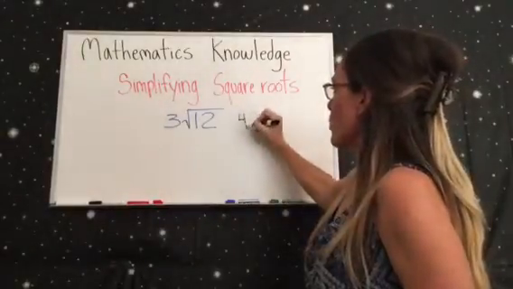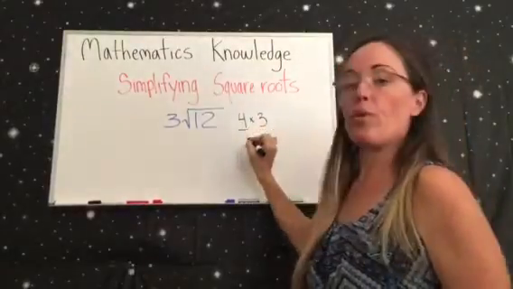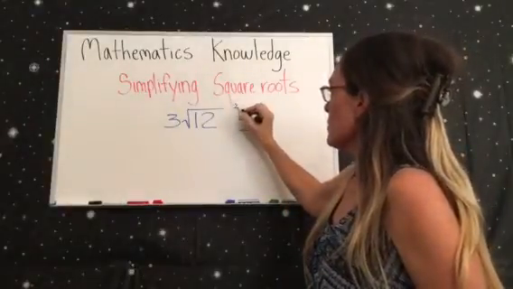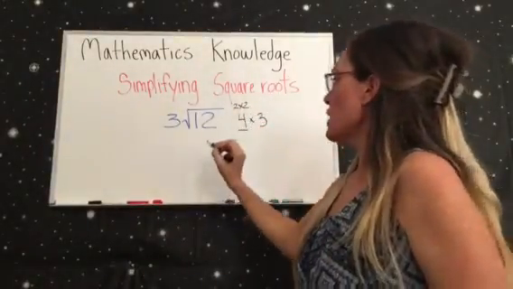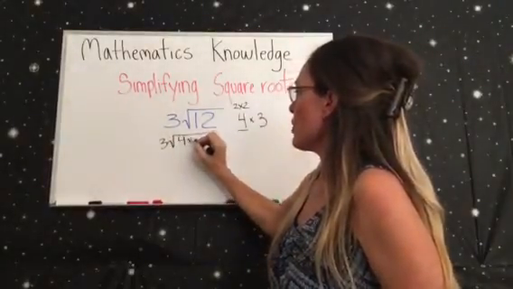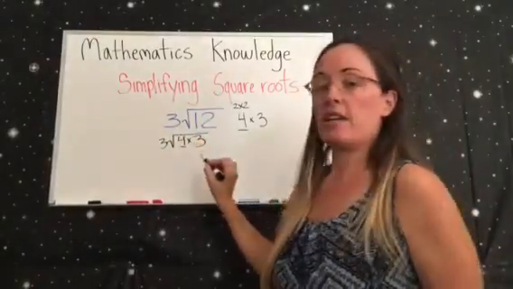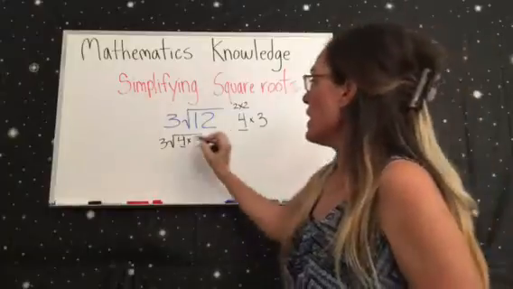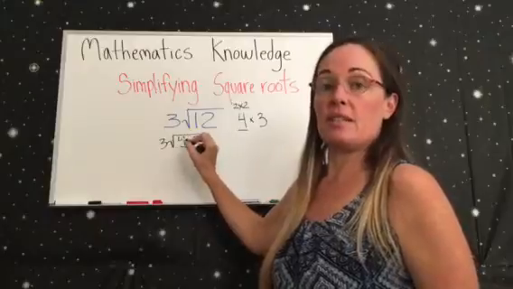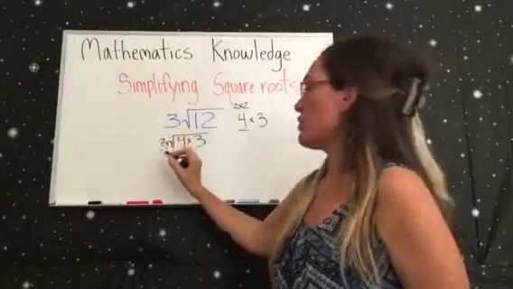So if I pick 4 times 3, this will work because the 4 has a square, which is 2 times 2 in it. So we can turn this into 3 square root 4 times 3, and we can reduce it because 4 is a square because 2 times 2 is 4. And when you do that, you take the number that times itself to get 4 and you move that on the outside and multiply it by the 3.